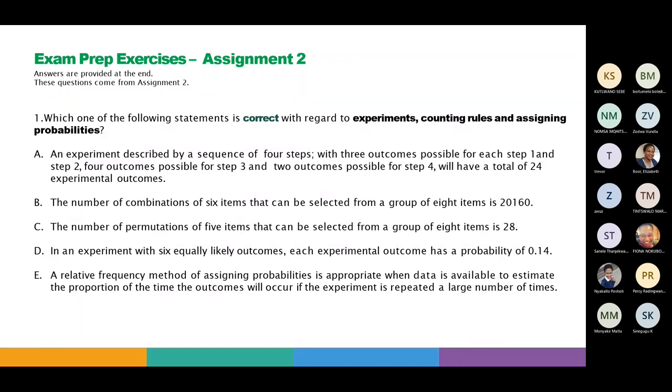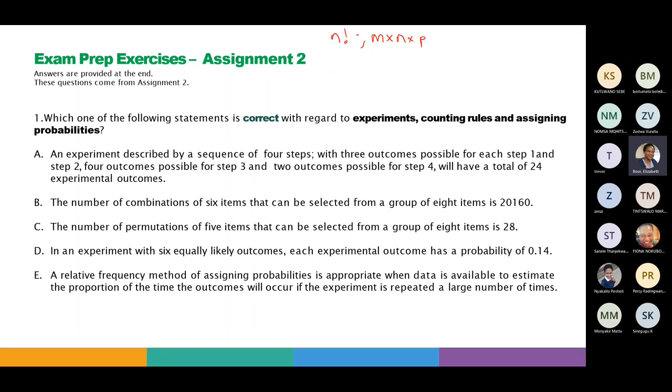Remember, factorial, it will be n factorial. Multiplication, it will be m times n, depending, if there are three, it will be m times n times p.